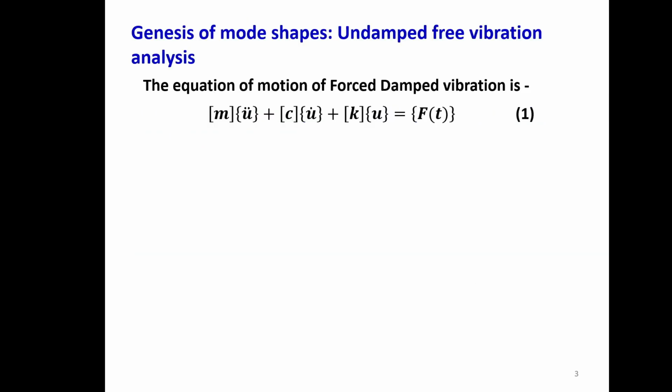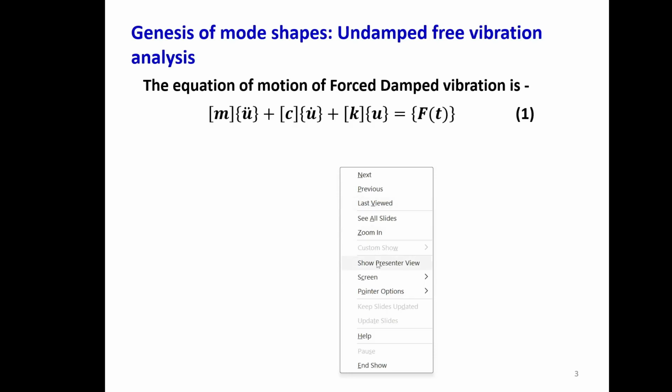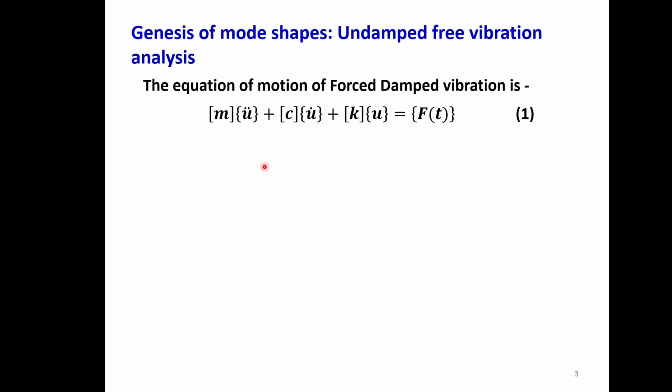Where does this mode shape come from? It comes from the free vibration analysis. Now we have taken the equation of motion here for a multiple degree of freedom system with damping and an excitation function. Now if I remove the damping part and also remove the excitation part, then it becomes what is called free vibration. So the free vibration equation of motion is this: M u double dot plus K u equal to 0.